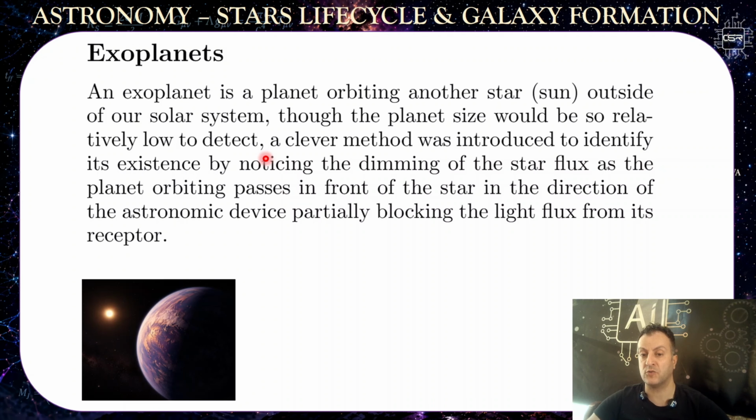So as it passes in front of the star in the direction of the astronomical device observing that star, the partial blockage of the flux would be detected and measured, and from that we can actually get the radius of the planet orbiting this star, its velocity, and even its distance from the star itself. It would be a little bit complicated, but it's interesting how we can detect the existence of an exoplanet from the partial blockage of the flux of the star.